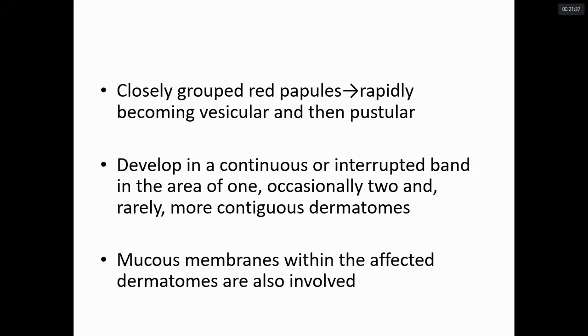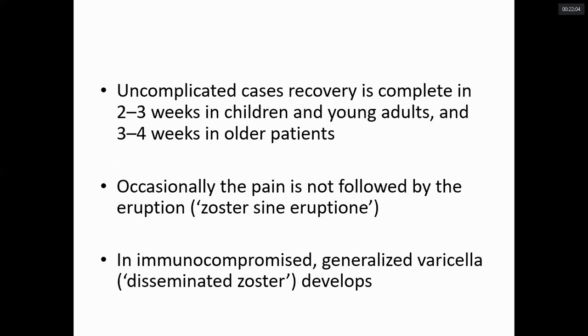These grouped vesicles develop in a continuous or interrupted band in the area of 1, occasionally 2, and rarely more contiguous dermatomes, usually 1. Now, you should know what a dermatome is. A dermatome is an area of skin that is supplied by a single spinal nerve. And the mucous membrane within the affected dermatomes is also involved.